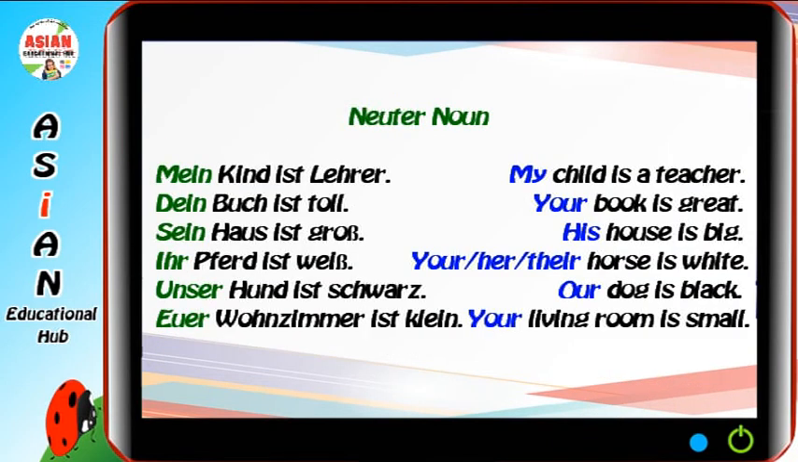With a neuter noun also, we will use mein. For example, mein Kind ist Lehrer. My child is a teacher. Dein Buch ist toll. Your book is great. Sein Haus ist groß. His house is big. Ihr Pferd ist weiß. Your, her or their horse is white. Unser Hund ist schwarz. Our dog is black. Euer Wohnzimmer ist klein. Your living room is small.